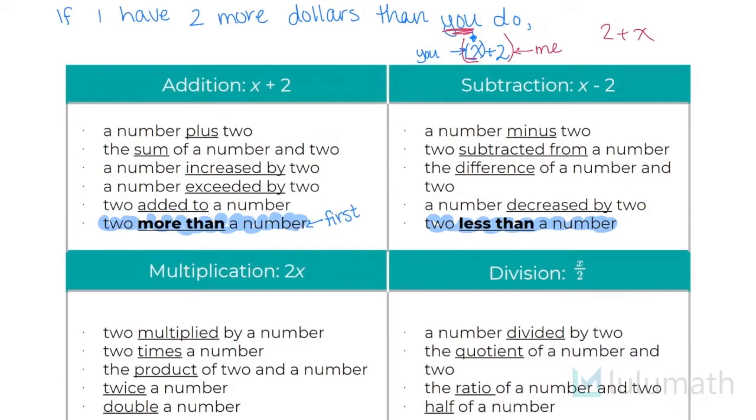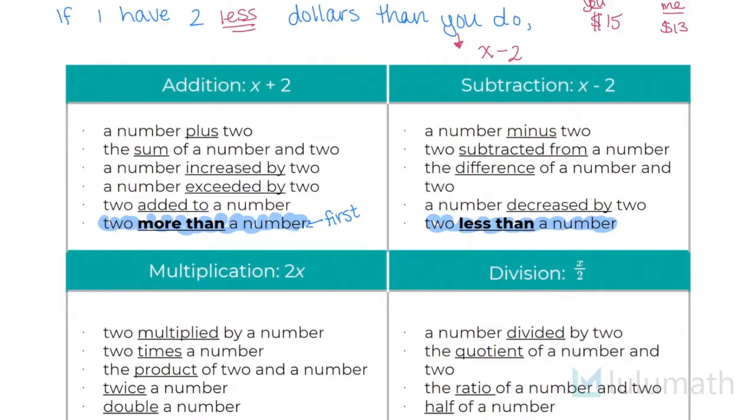The bigger problem comes when I have subtraction, because if I have 2 less dollars than you, I still need to know how much you have first. So you have to have the amount written out first. And if I don't know it, I can just call it X, but I need that X first to know what I'm going to subtract 2 from. So for example, if you have $15, that means that I have $13. And the way I figure that out is if I take 15 and I subtract 2 from it.